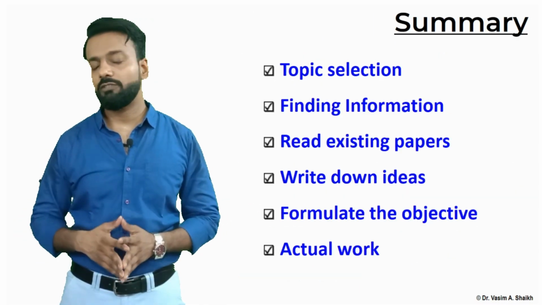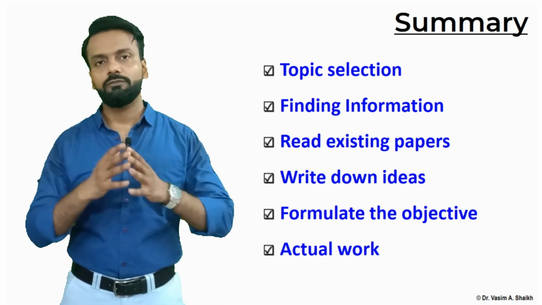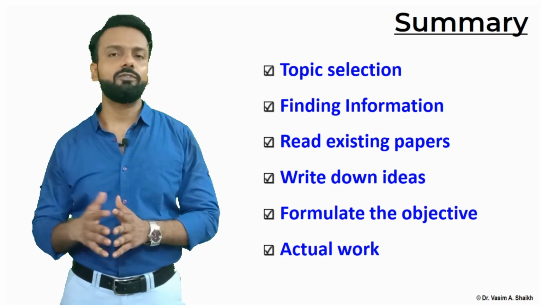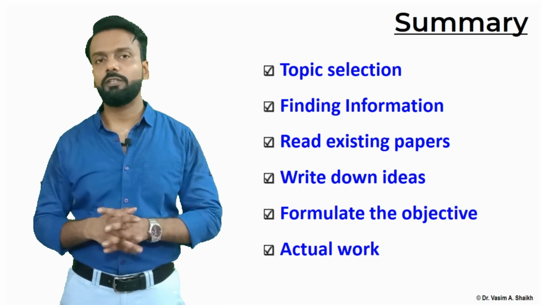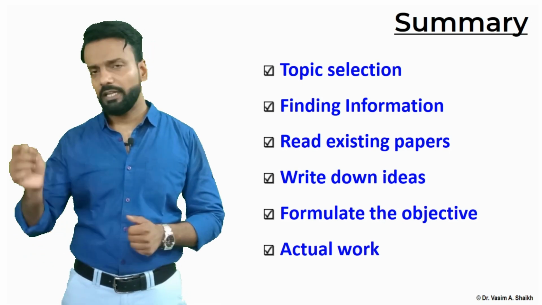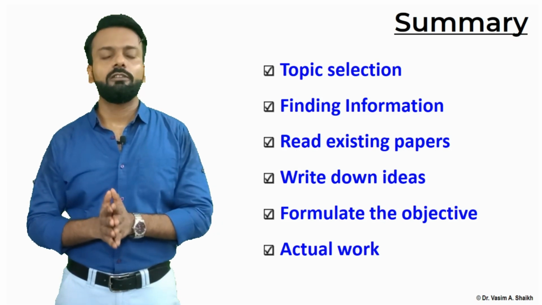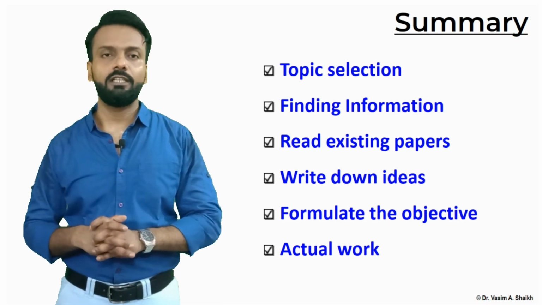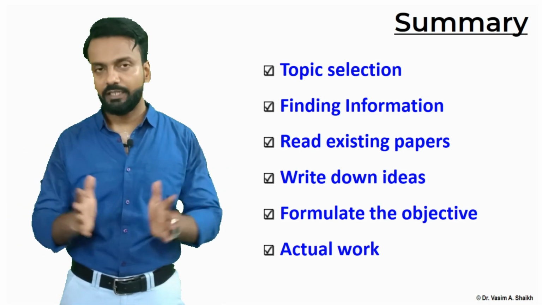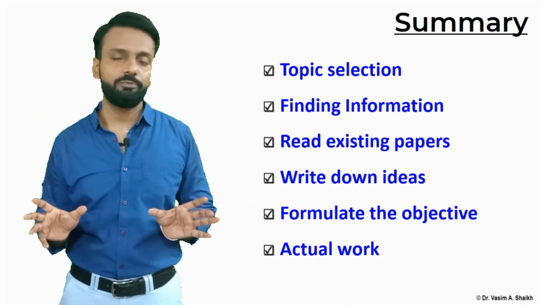So let us summarize and see what the steps are in writing a research paper. We start with the topic selection. We select a topic, we narrow it down, we do a lot of Google work and find information from Google. We read a lot of different papers, we read the existing papers, we find information from them, and we write down the ideas from these papers. After that, we formulate the objective and then we finally do the actual work, and then we have some data, we analyze the data, we discuss that data, and we are ready to write a research paper.